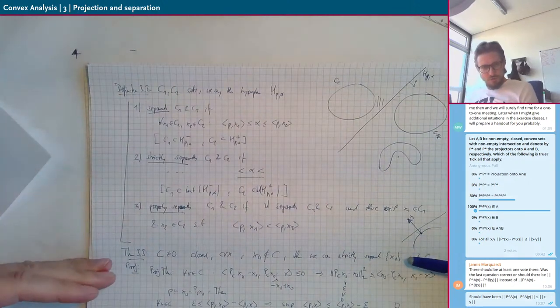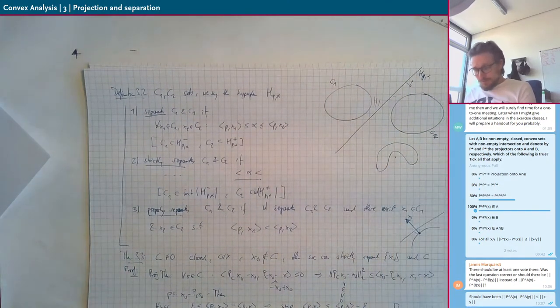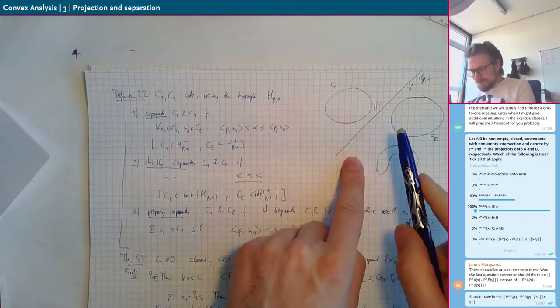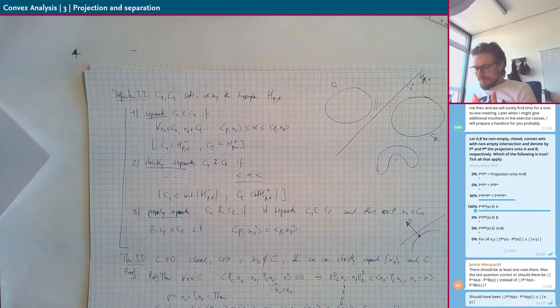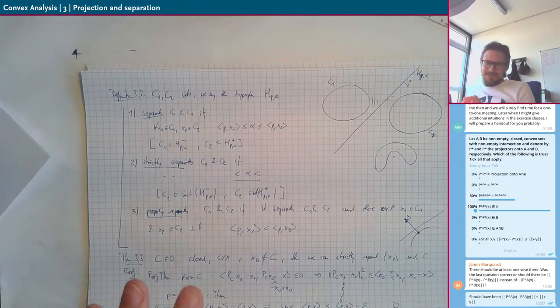Then we have these different notions of separations. The separating hyperplane fits nicely in between. For strict separation, you have strict inequalities, so the sets are contained in the interiors, and proper separation is a little bit more difficult. You need separation in a pair of points, which is really strictly separated, but only a pair of points.